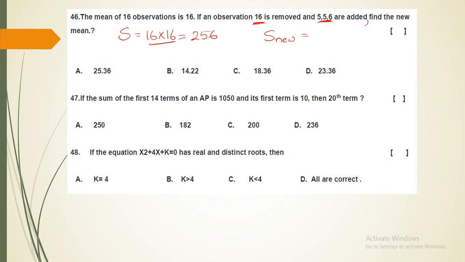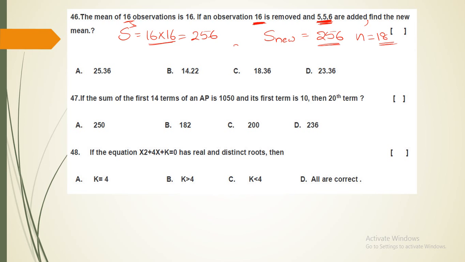Understood? So here 16 is removed and 3 observations whose sum is 16 is added. That means the new sum is 256, but here the number of observations. From 16 observations, one observation is removed, so how many observations are there? 15. And for those 15 observations, again 3 more observations are added. So 15 plus 3, 18. Here the number of observations changed, but the sum of observations did not change.